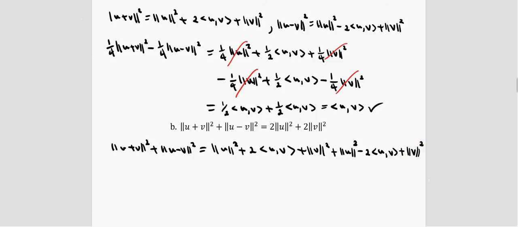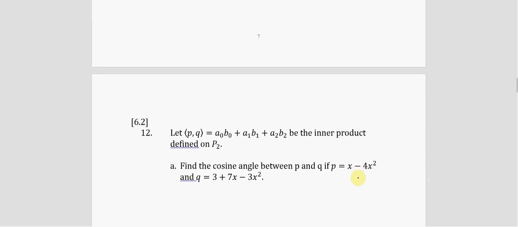Now look at what cancels out. The inner products, they're just opposites of each other. And so what we have left is just the norm, let me add correctly. This is the norm of u squared plus the norm of u squared. So this is 2 times the norm of u squared, right? That guy and this guy. And then we get plus 2 times the norm of v squared. So that works out just fine.